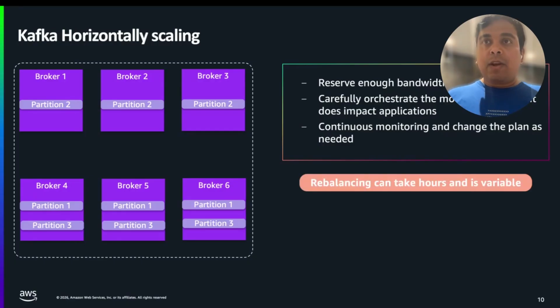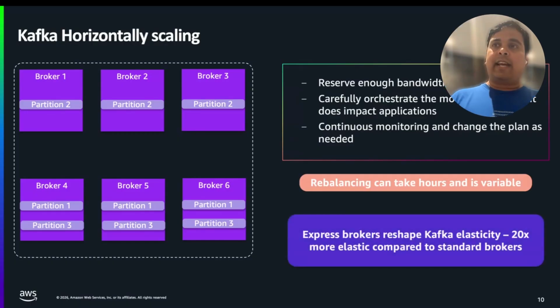On top of that, rebalancing can take hours. It's a variable time, and the duration depends on data volume, partition sizes, and cluster load. And it is one of those operations teams definitely hesitate to embark on very often, and they delay it, which means they end up running over-provisioned clusters just to avoid it. And this is exactly what Express Brokers change again. Express Brokers are 20 times more elastic compared to standard brokers. And they can do this partition rebalancing 20 times faster than a self-managed Kafka cluster, or even if you're using a standard broker.